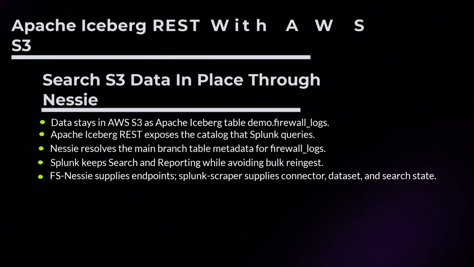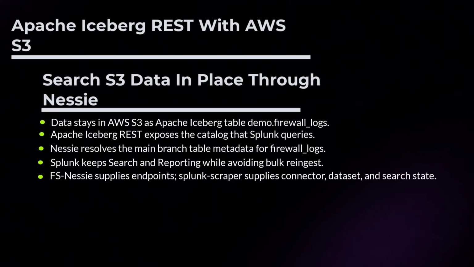Apache Iceberg REST with AWS S3 matters because it gives Splunk a practical way to search security data where it already lives. The data can stay in S3, organized as Iceberg tables, while Splunk presents it as a governed federated dataset for analysts. That pattern is useful when teams have historical firewall, proxy, cloud, or application telemetry in object storage and do not want to reingest all of it. Splunk Cloud can still drive the investigation experience, while AWS keeps the data lake storage model.